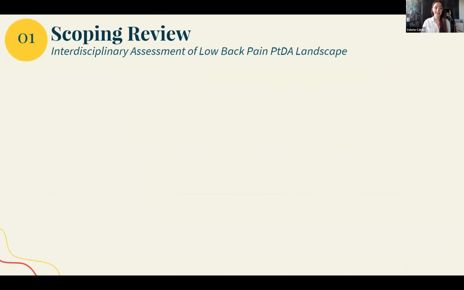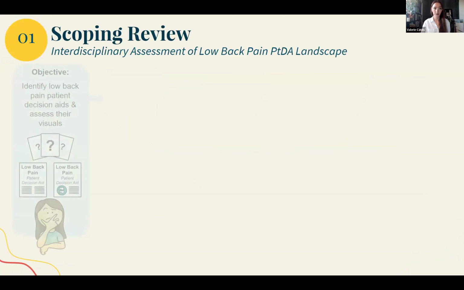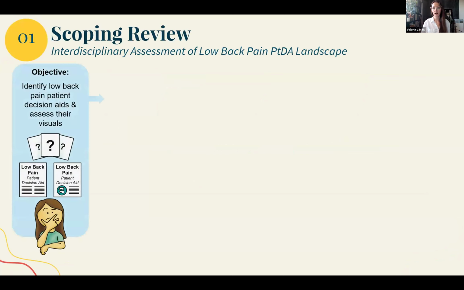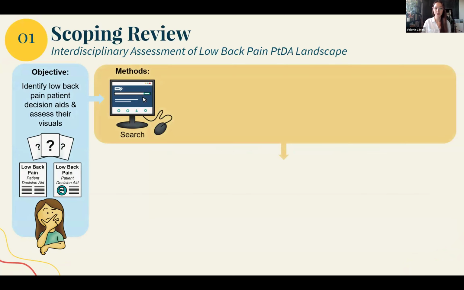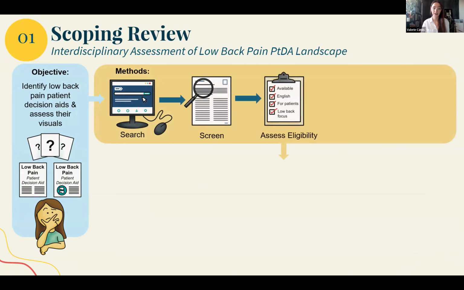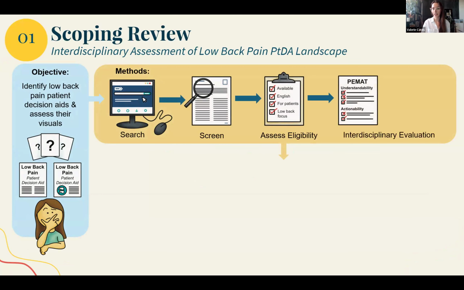Before we did anything, we really wanted to see what was available out there. So really identify, are there any spine decision aids for this condition? What ones are available and how do they use visuals or not? Just like any scoping review, we started by searching online, screening available options out there, assessing if they met our eligibility, and then we did some interdisciplinary evaluation.